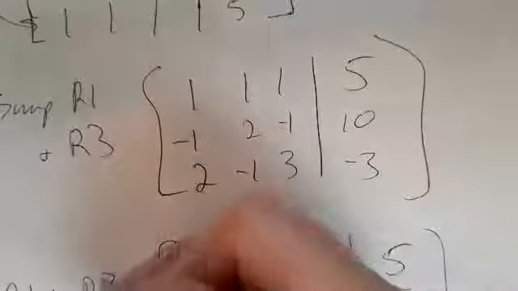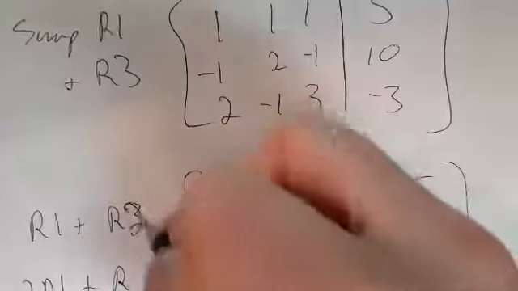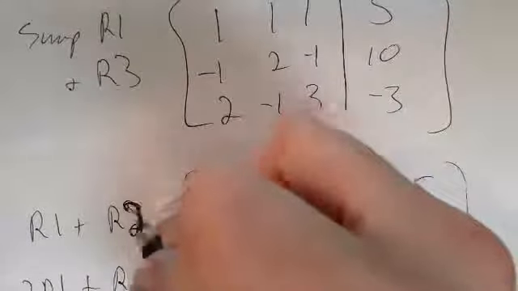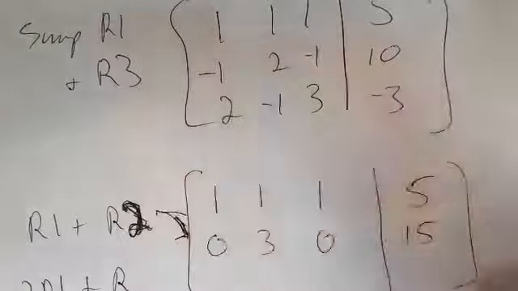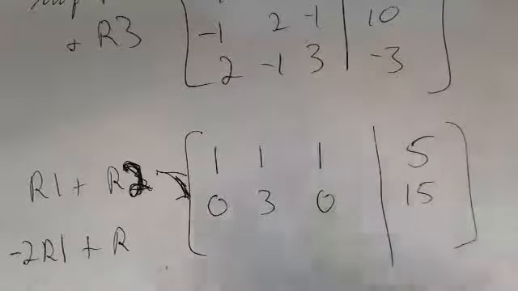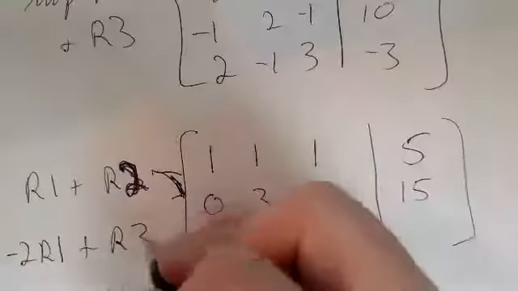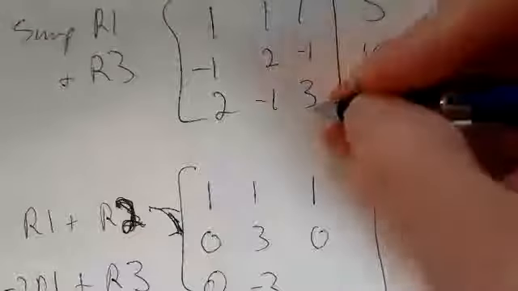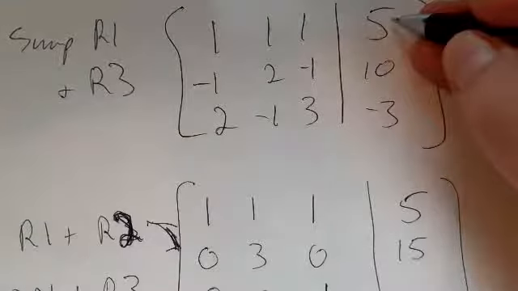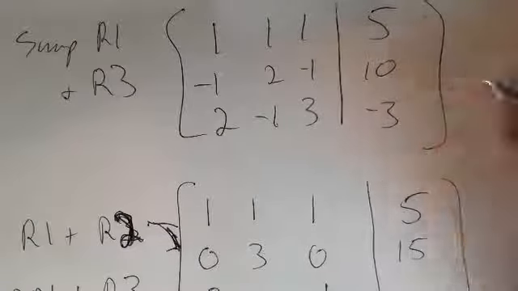Whew. I wrote the wrong row number. This should be row 2. Row 1 plus row 2 was what I was doing. Sorry. And that took the place of row 2. Minus 2 row 1 plus this one is the row 3. Minus 2 plus 2 is 0. Minus 2 and a minus 1 is going to give me minus 3. Minus 2 and positive 3 is going to give me 1. Minus 10 and minus 3 is a minus 13.